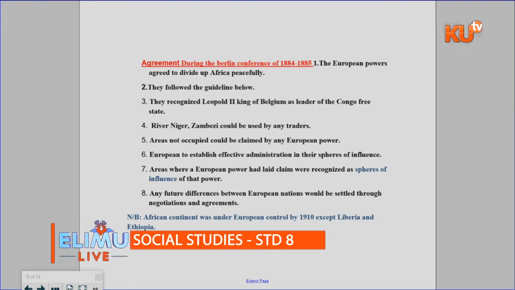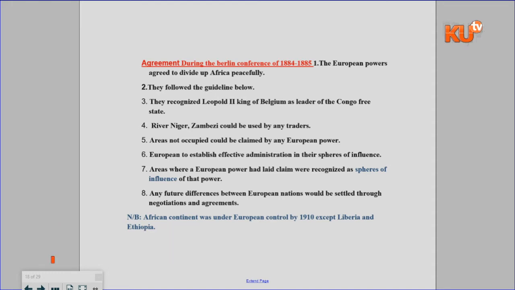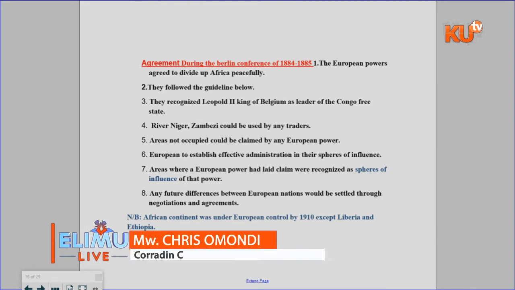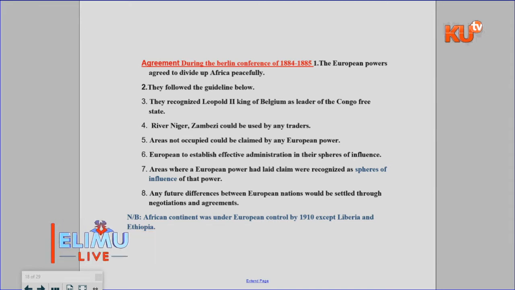Then, River Niger and Zambezi could be used by any trader for navigation or for any activity. That is River Niger in West Africa and River Zambezi in the southern part of Africa, which is found between the two countries, Zambia and Zimbabwe. Then areas not occupied could be claimed by any European power. If there is any place in Africa that was not occupied, then that is the only place where any European nation should declare a sphere of influence. Then Europeans were to establish effective administration in their sphere of influence in the countries where they have interest.